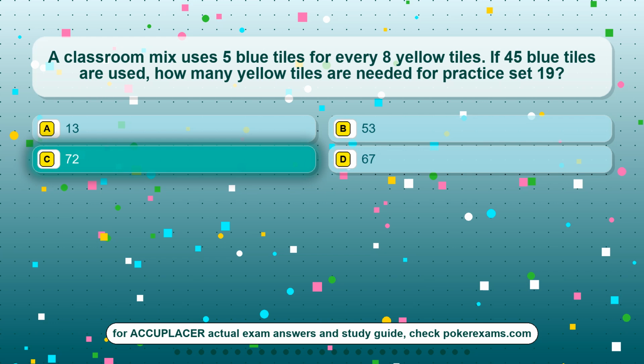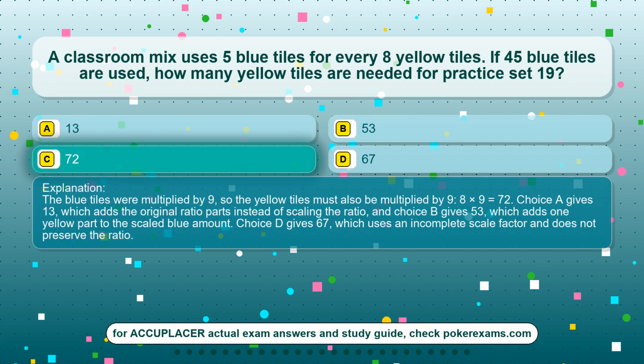The correct answer is option C, 72. The blue tiles were multiplied by 9, so the yellow tiles must also be multiplied by 9. 8 times 9 equals 72. Choice A gives 13, which adds the original ratio parts instead of scaling the ratio, and choice B gives 53, which adds one yellow part to the scaled blue amount. Choice D gives 67, which uses an incomplete scale factor and does not preserve the ratio.